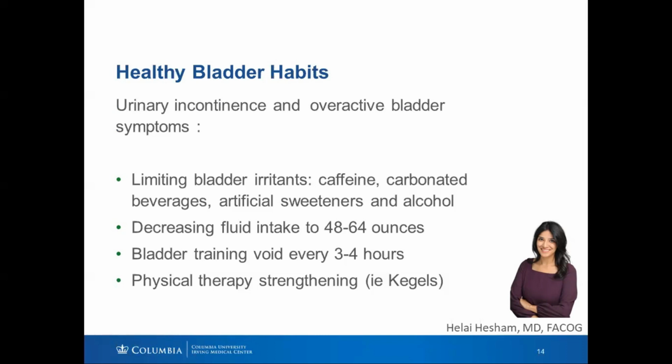Common bladder irritants are caffeine, carbonated beverages, artificial sweeteners, and alcohol. Limiting these can help decrease our sensation of frequency and urgency. Other things that we can do at home is decreasing our fluid intake to 48 to 64 ounces a day, and trying to do bladder training, where we train our bladder to void every 3 to 4 hours. Another mainstay of treatment is physical therapy. Physical therapy can be done at home as well as at the office with a physical therapist. Some physical therapists also allow telehealth visits too.